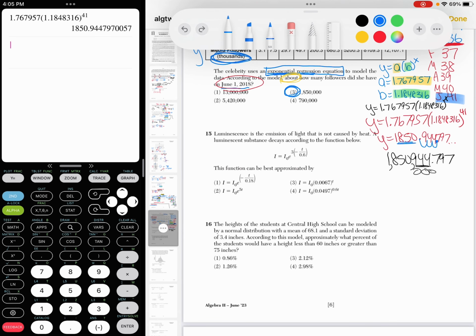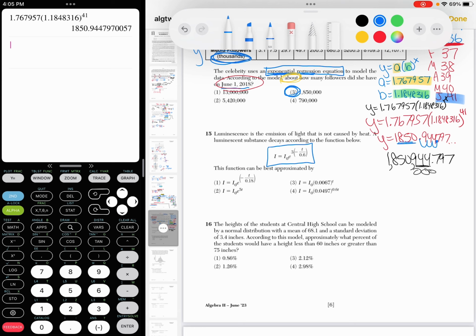Luminescence is the emission of light that is not caused by heat. I can't tell you how many people came up to me after they took this exam and asked, what is that luminescence question? Sometimes they give you information that's not helpful to the question. You can totally ignore that idea. It says a luminescent substance decays according to the function below. That's what you care about.